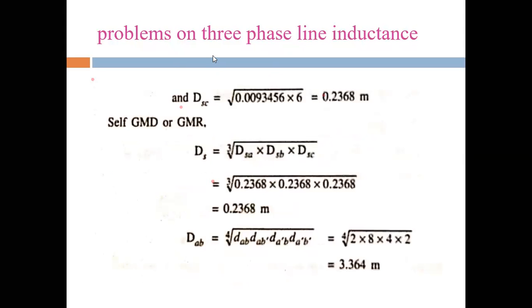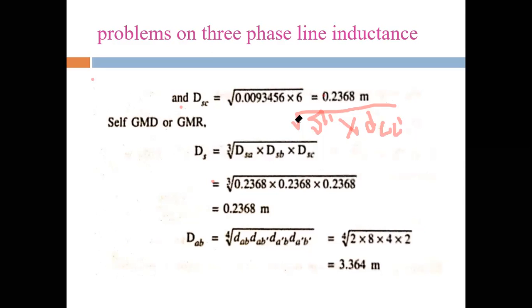What is the formula for DSC? It is equal to the square root of R dash into DCC dash. What is the value of R dash? That is the self GMR, 0.009346.